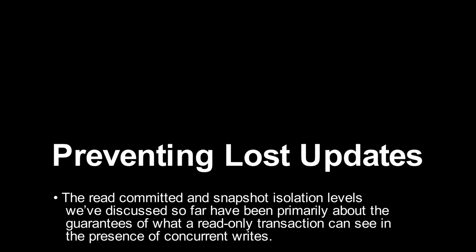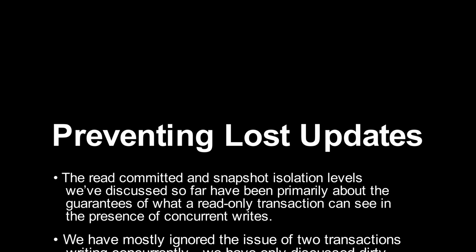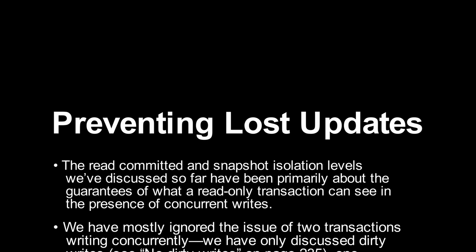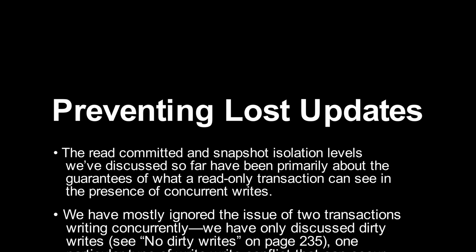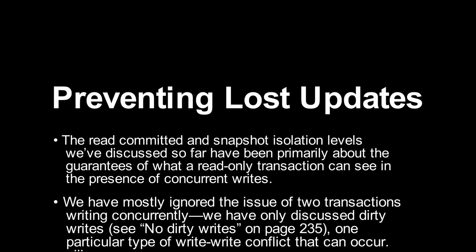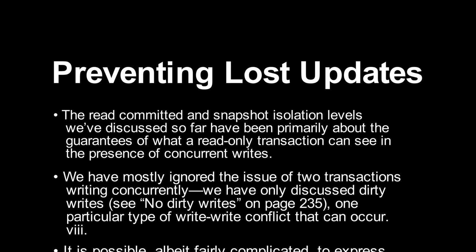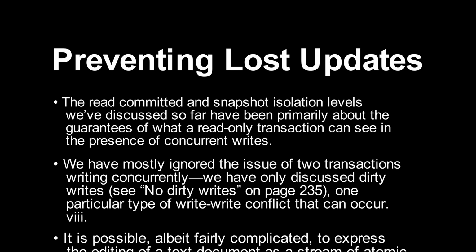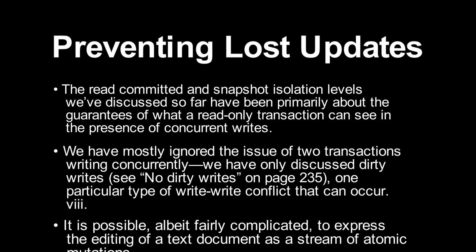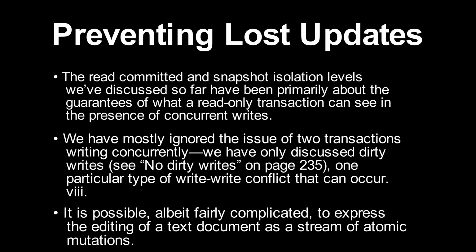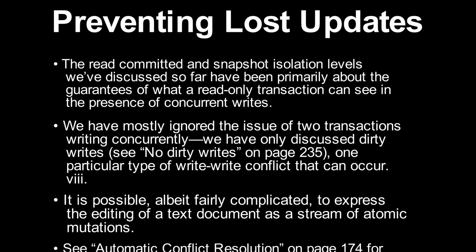Preventing lost updates. The read committed and snapshot isolation levels we've discussed so far have been primarily about the guarantees of what a read-only transaction can see in the presence of concurrent writes. We have mostly ignored the issue of two transactions writing concurrently. We have only discussed dirty writes. See "No dirty writes" on page 235. One particular type of write-write conflict that can occur.